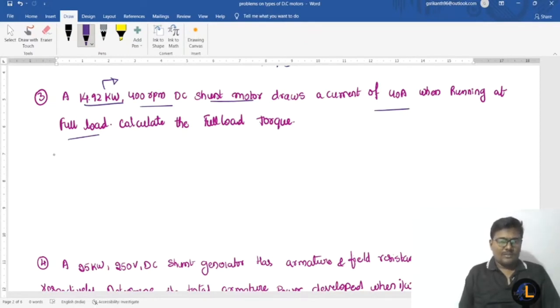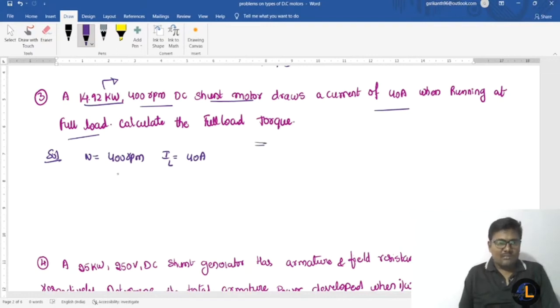So the solution is speed is equal to 400 RPM, and IL is equal to 40 amperes.